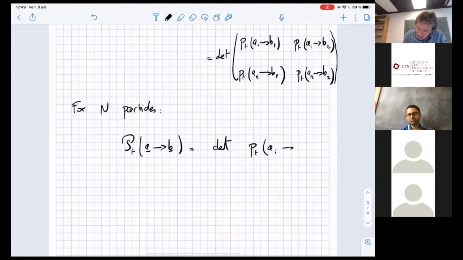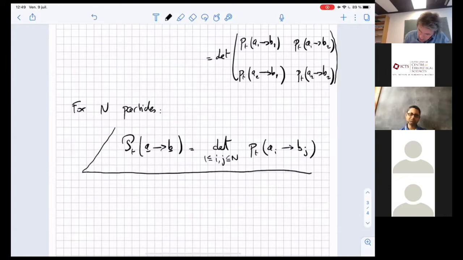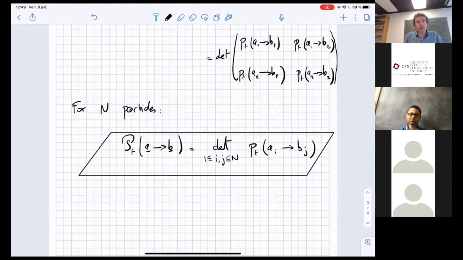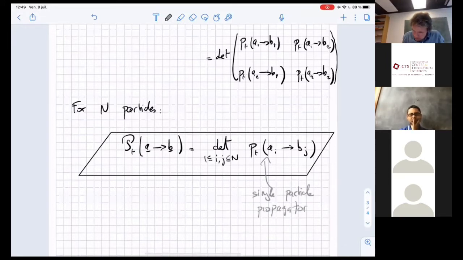So what is quite nice is that you only need to know the propagator of a single particle here. That's really the nice thing: this is really the single particle propagator, or probability density, or transition probability, or whatever you want to call it. So that's the formula that was derived by Karlin and McGregor in '59, so it's quite old. This is called the Karlin-McGregor formula.